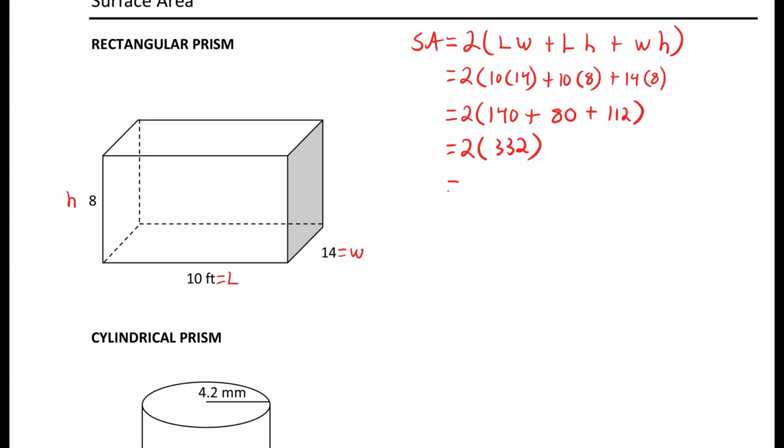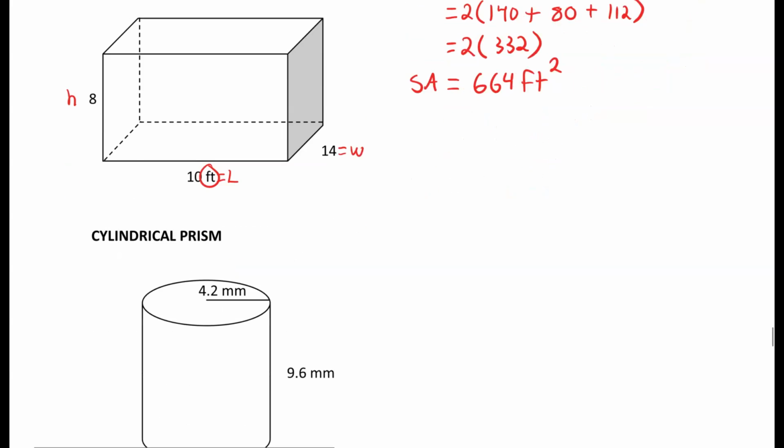The last thing we do now is work on the outside of the bracket. So we have 2 multiplied by 332, which is going to get us a total surface area for the rectangular prism, which is 664. And don't forget, we need to add our unit. Well, our unit here is feet, so we have feet squared. So again, this is our formula that we're going to be using to calculate for rectangular prisms.